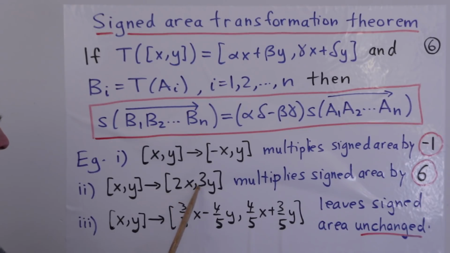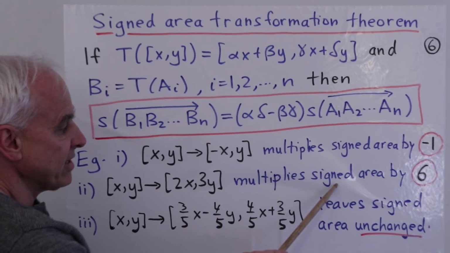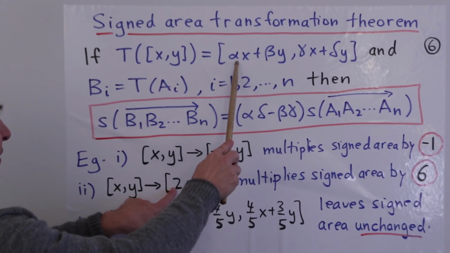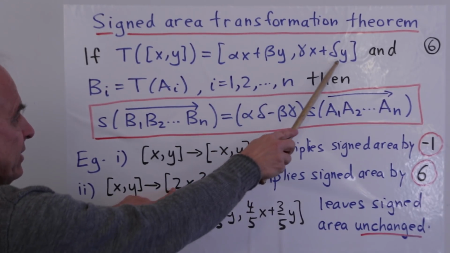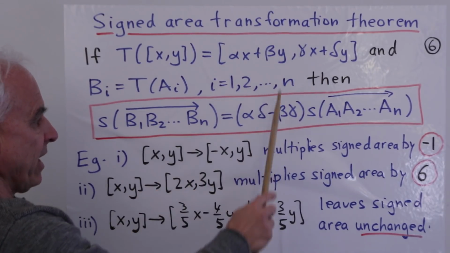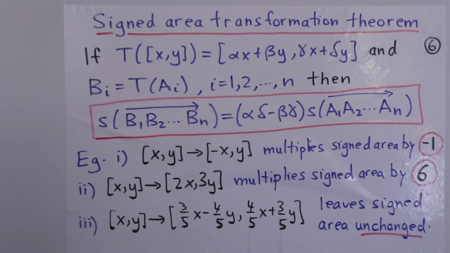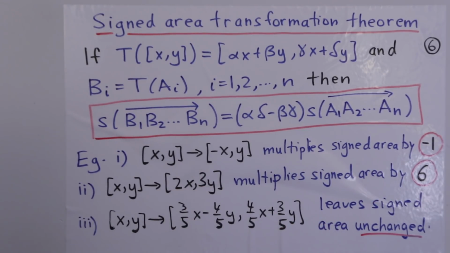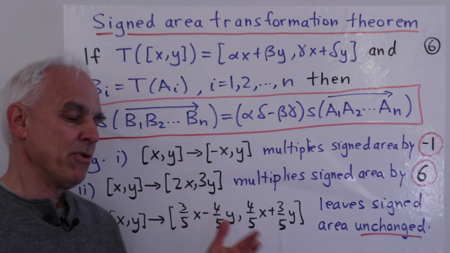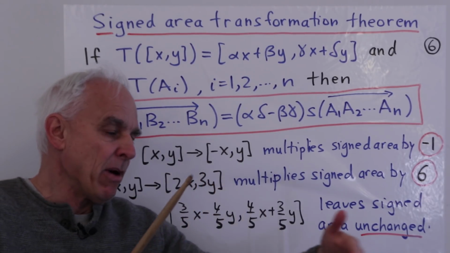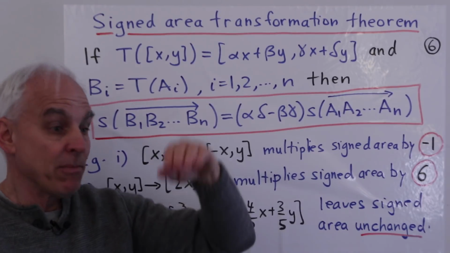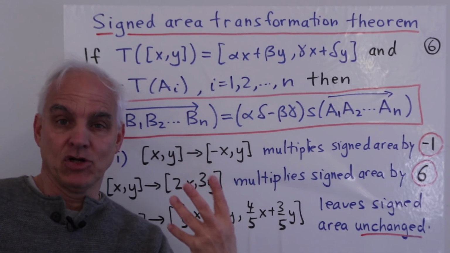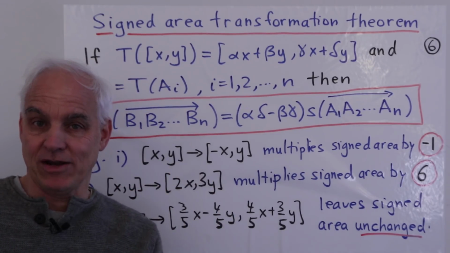(x, y) goes to (2x, 3y). That will multiply signed areas by 6, because this is the case alpha equals 2, delta equals 3, and again beta and gamma are 0. So the product 2 times 3 is 6. That's also in keeping with our intuition. If we scale by a factor of 2 in the x direction and scale by a factor of 3 in the y direction, well, the total effect on area should be that it scales by a factor of 6.